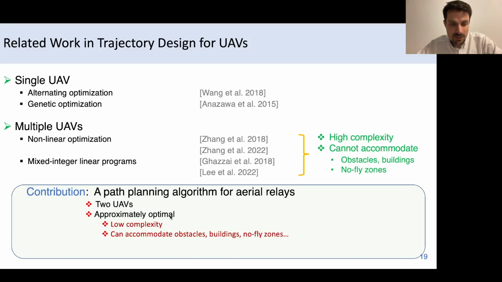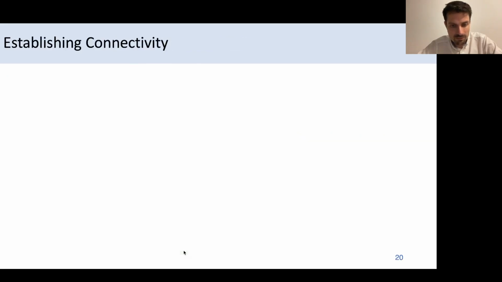The trajectories are approximately optimal, and they are obtained with a low complexity, and the scheme has enough flexibility to accommodate any shape for the allowed region where the UAVs can operate. The scheme also allows for a moving user, but that case will not be considered in this talk for simplicity. It can be found in our journal paper.